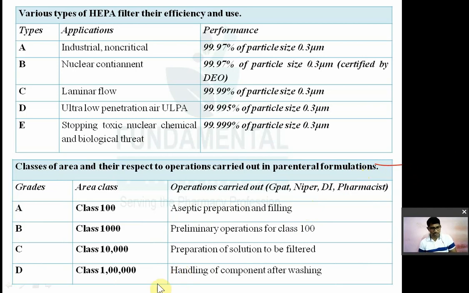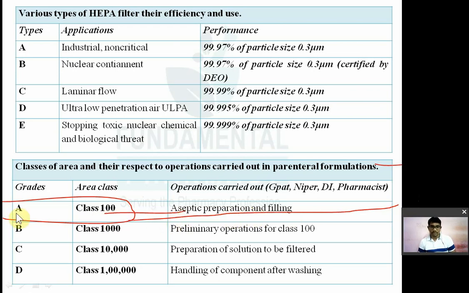So first one is grade A. Grade A is known as a class 100 area, and it is known as an aseptic filling and preparation area. It is known as a clean room. The 100 area is known as a clean room or aseptic filling sealing area, and it comes under grade A. So grade A means class 100 and it is used for aseptic preparation and filling.